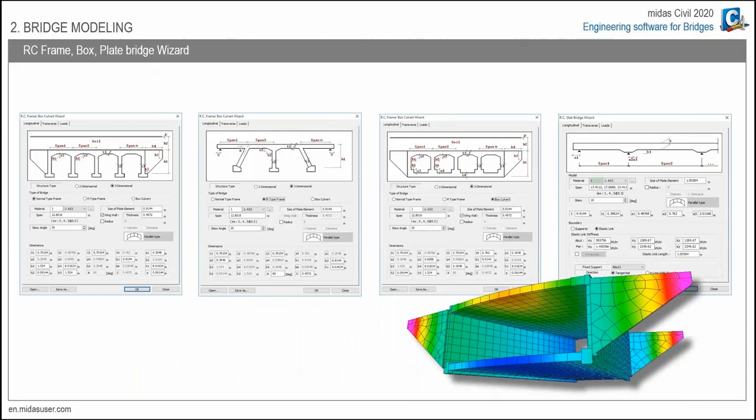The thing which I was talking about was the wizard modeling. Here we have various wizard models available, which we can use to create different types of structures. Various wizard options are available for us. This one is for RC frame or box culvert bridges. We just need to give the bridge layout, as well as the loads and the boundary conditions, and based on that, the program will automatically generate the section for the whole model for our bridge.